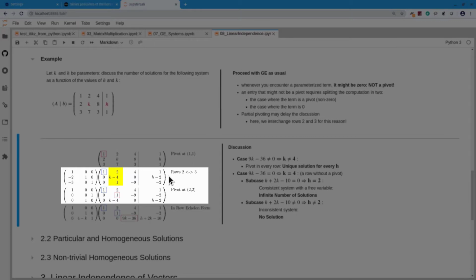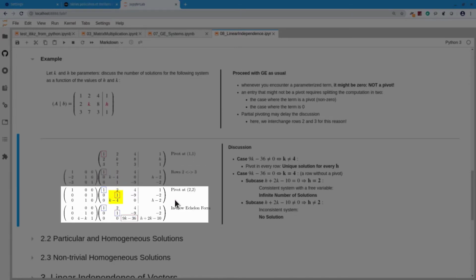However, if I allow myself to do partial pivoting, then I notice that I have a perfectly good pivot underneath. I have this 1. So let's interchange rows 2 and 3. And now I have a nice pivot 1 in position 2,2. And I'll use that to eliminate. So I simply say 4 minus k times the second row, and it doesn't matter whether that's 0 or not. Add it to the third row. I can always carry out this multiplication. And I get this system here. And now I am in row echelon form, and whether or not I have a row of zeros will depend on 9k minus 36, so whether that value is 0 or not.